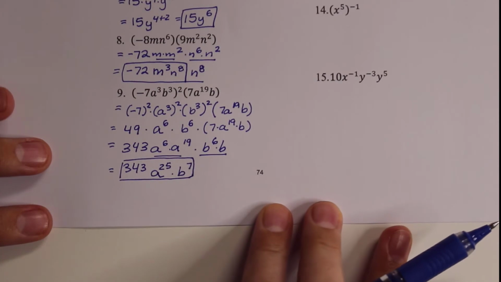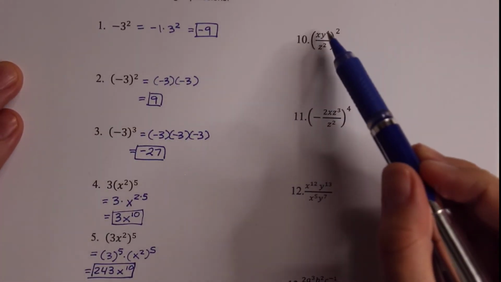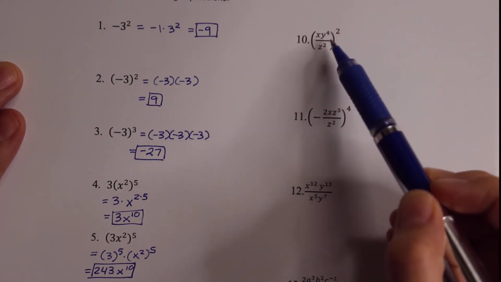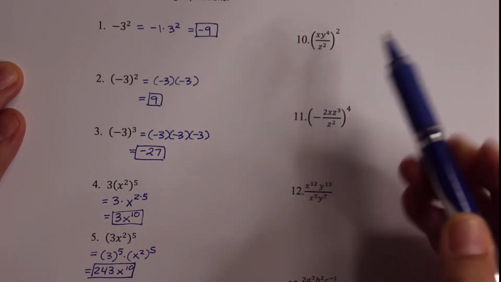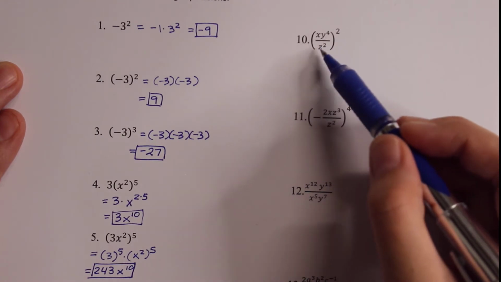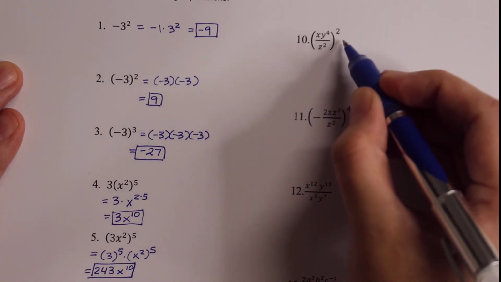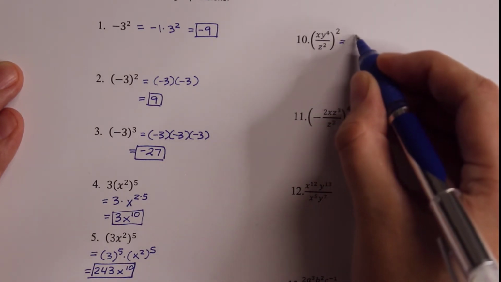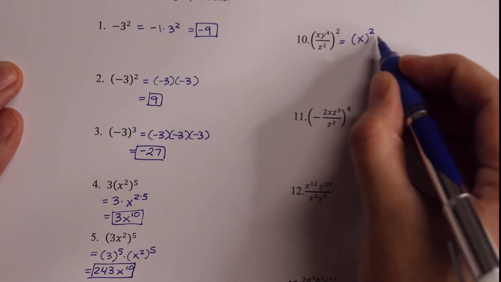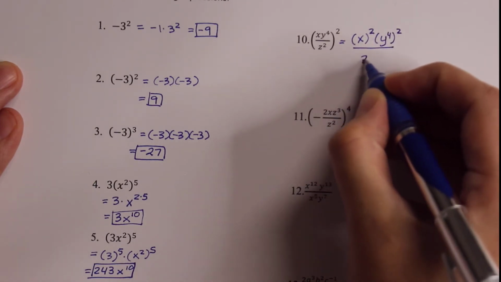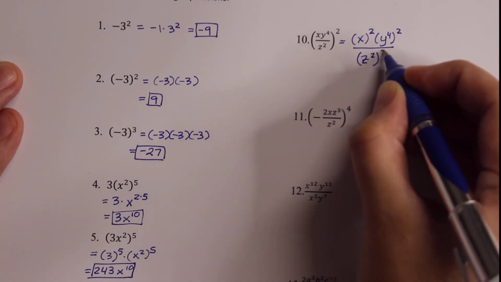All right, let's get into some more. We're going to move over here. So number 10, notice you have a quotient and then it's raised to an exponent. So we have to deal with this exponent and see how it addresses the quotient. There's nothing to simplify inside because it's x, y, and z. They're not like terms. So we're going to go right ahead and use our quotient to a power rule. So this is going to be x squared y to the 4th squared over z squared squared.